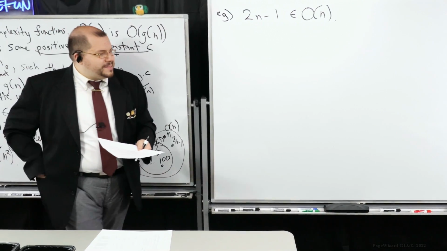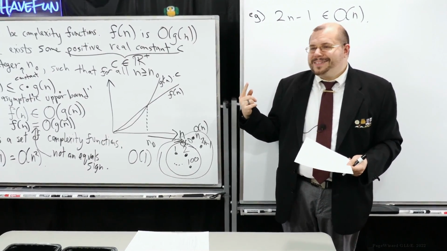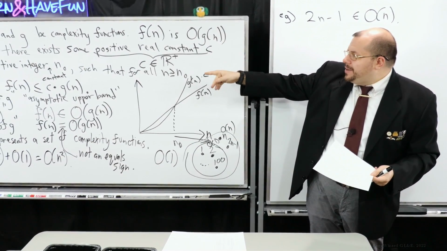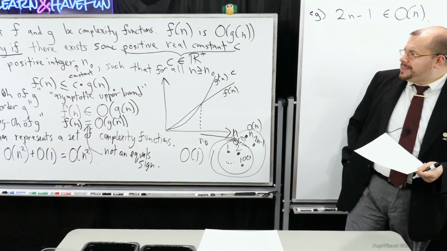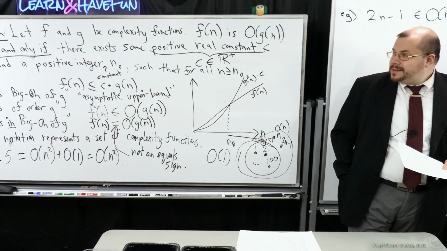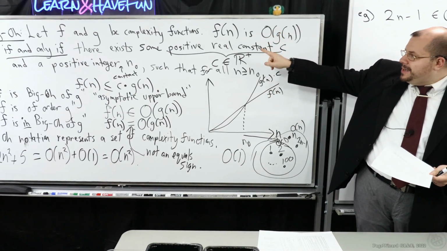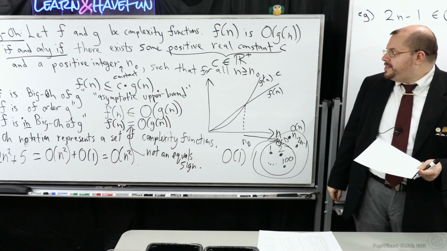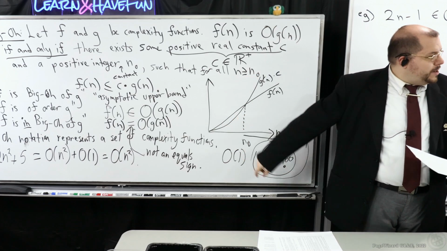So this definition over here had two things you're supposed to find, right? So that's what it says. Remember, it says that f is big O of g if and only if there exists what? What does there exist? There exists some positive real constant c, a positive integer constant n0, such that for all n greater or equal to n0, that inequality has to be true.